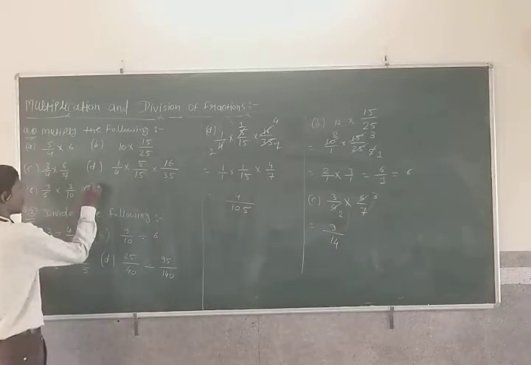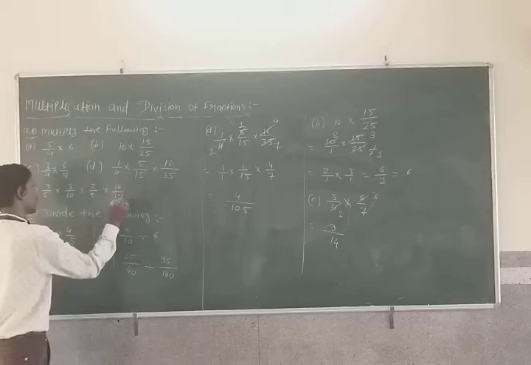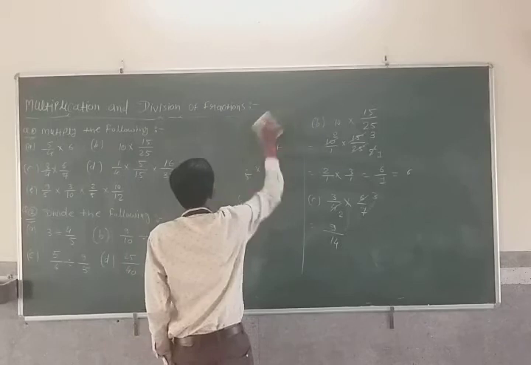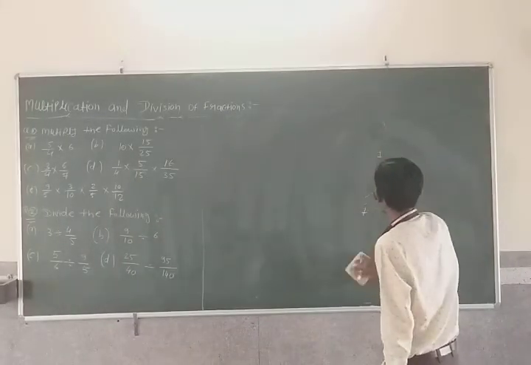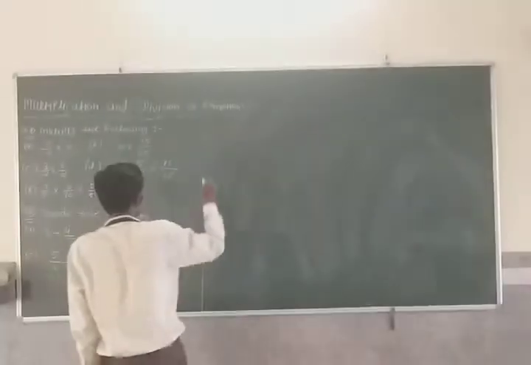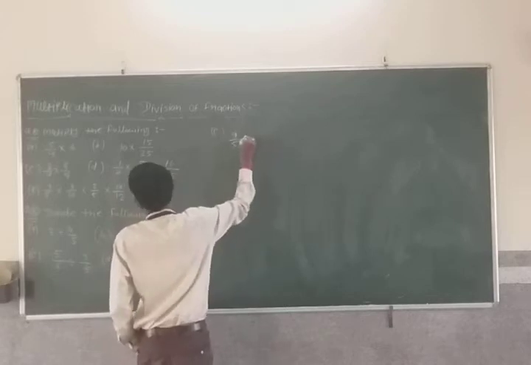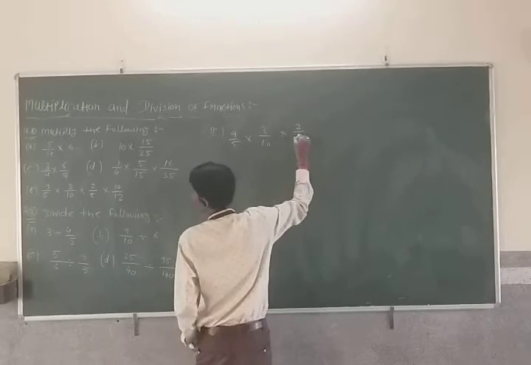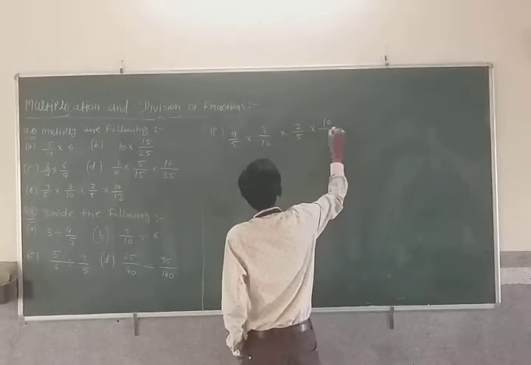Like this question, in this question there are 2 more fractions like that. Okay, so now if I try to solve this question for E, there are 4 fractions given. So no problem, whatever number of fractions are given, we can solve. 9 upon 5 multiply 3 upon 10 multiply 2 upon 5 multiply 10 upon 12.